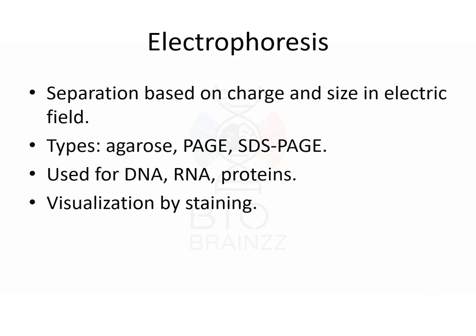Electrophoresis is a technique used to separate molecules based on their charge and size using an electric field. When current is applied, molecules move towards the opposite charge depending on their nature. There are different types, like agarose gel electrophoresis for DNA and RNA, and PAGE or SDS-PAGE for proteins. After separation, bands are visualized using staining methods. This technique is very important for analyzing nucleic acids and proteins in research and diagnostics.